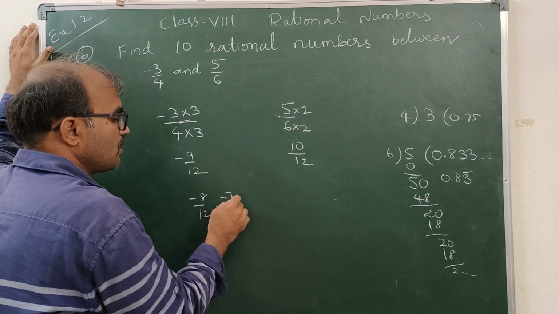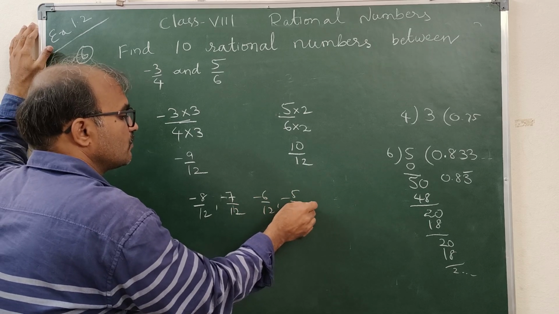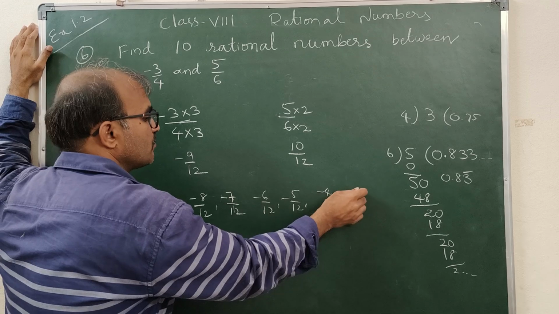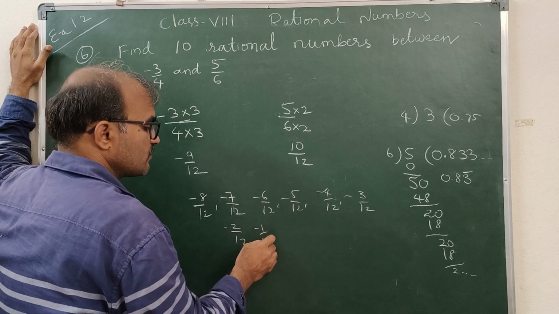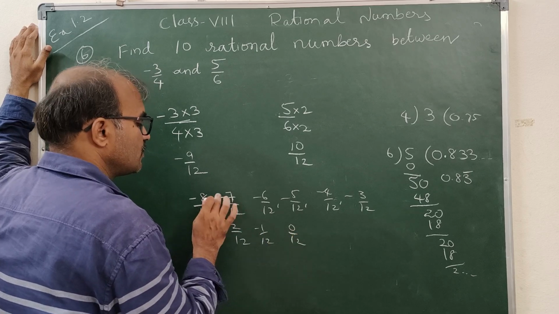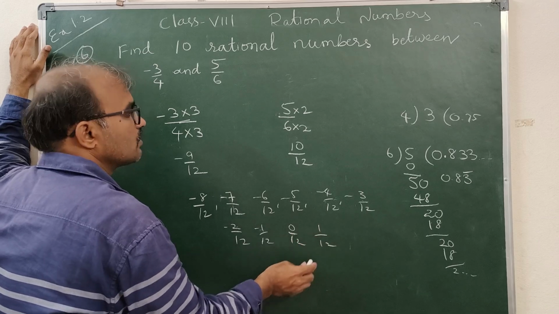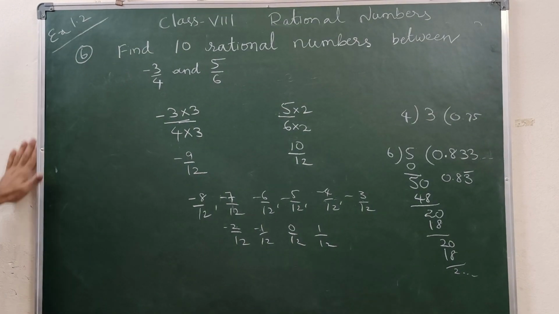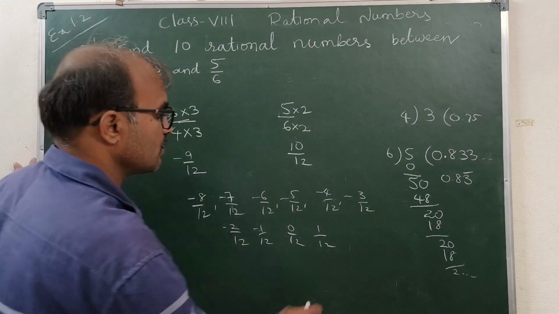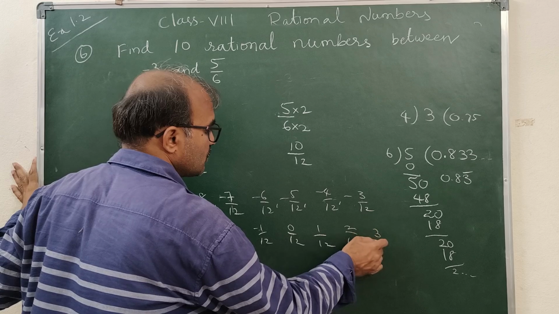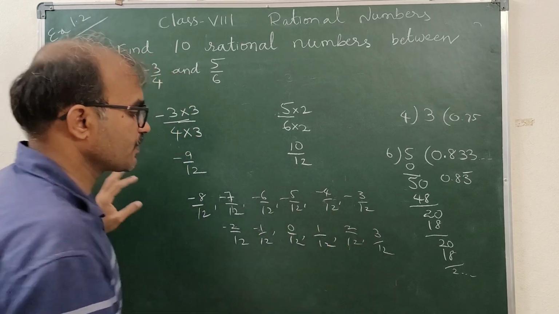Minus 8 by 12, minus 7 by 12, minus 6 by 12, minus 5 by 12, minus 4 by 12, minus 3 by 12, minus 2 by 12, minus 1 by 12, 0 by 12, 1 by 12, 2, 3, 4, 5, 6, 7, 8, 9 by 12, completed. So these are the numbers between minus 3 by 4 and 5 by 6. You can write again 2 by 12, 3 by 12, right? So we keep a comma between all, right?